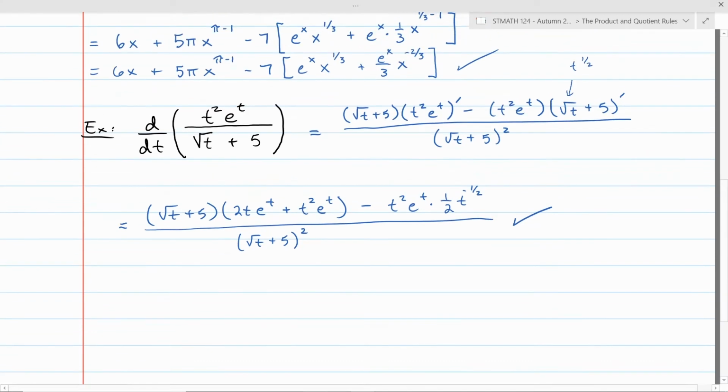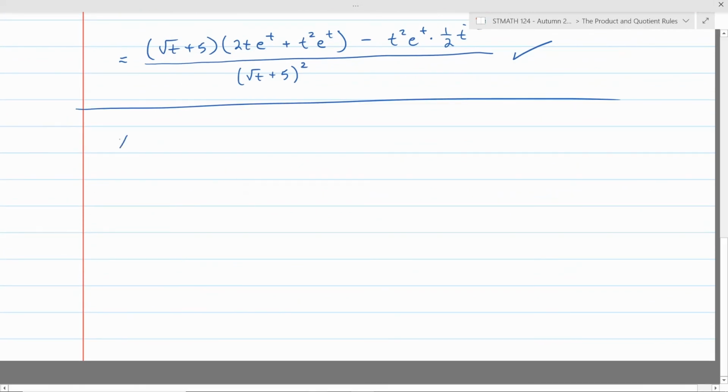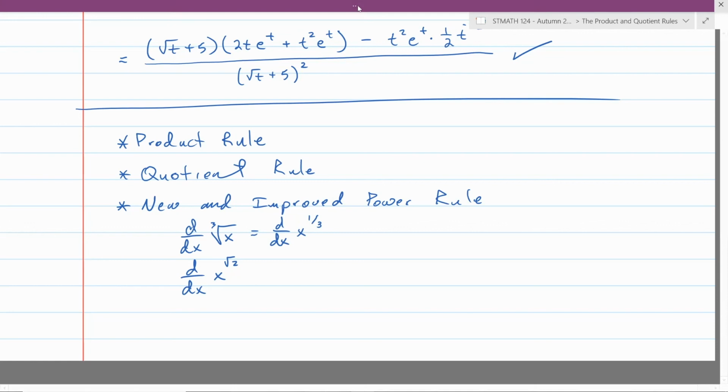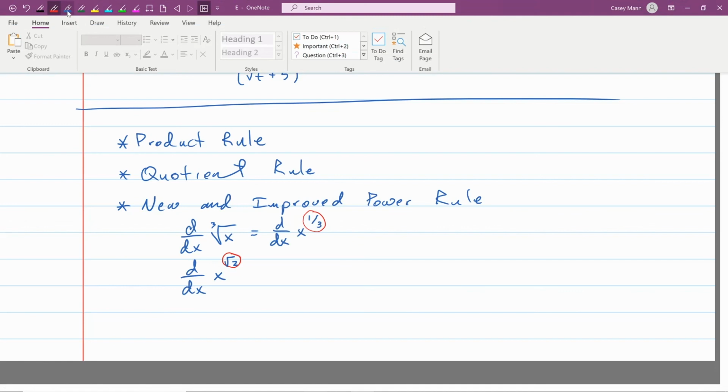All right. So that's the product and the quotient rule. So what we learned in this episode was we got the product rule. Yay. We got the quotient rule. And then we got the new and improved power rule, which can handle things like taking the derivative of cube root of x, or it can handle taking the derivative of x to the square root of 2. Any exponent. The first one is really x to the 1/3, right? It's just saying that it doesn't matter what the exponent is. It doesn't have to be a whole number. It could be some fraction. It could be some really weird number like square root of 2.